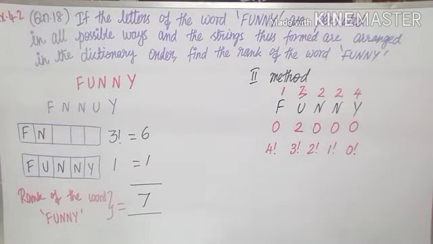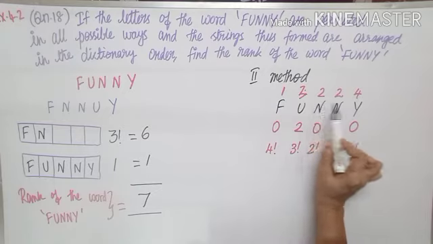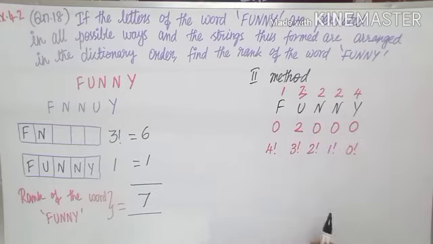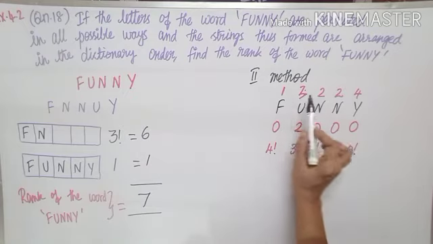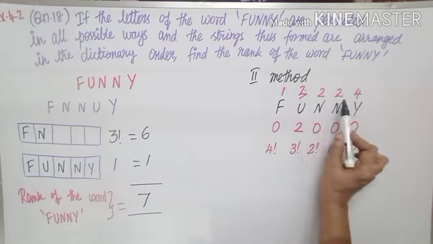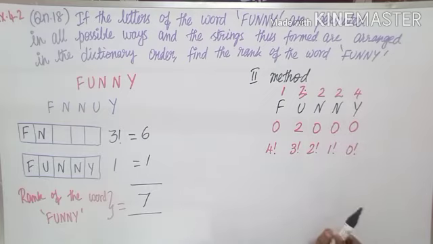Second method to find the rank of the word FUNNY. F number 1, N number 2, then U 3 and then Y 4. Below 1 no number, so 0. Below 3 there are two 2s, so put 2. Below 2 no number, 0; below 2 no number, 0; below 4 no number, 0.